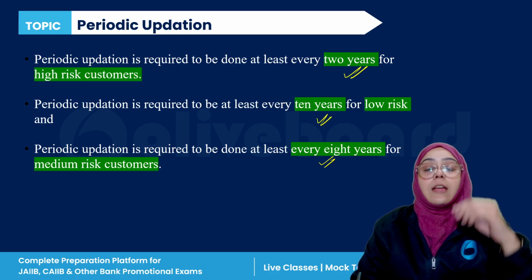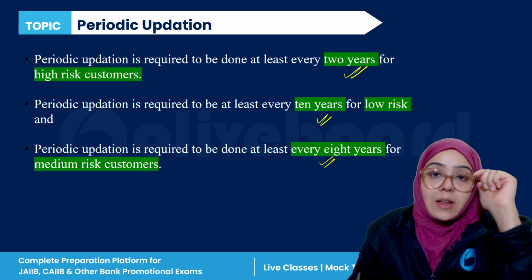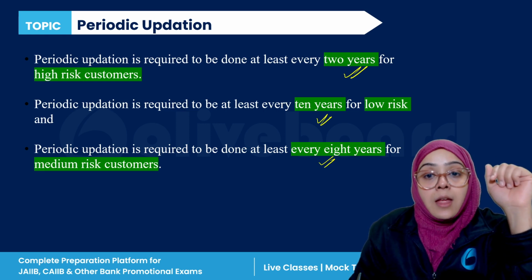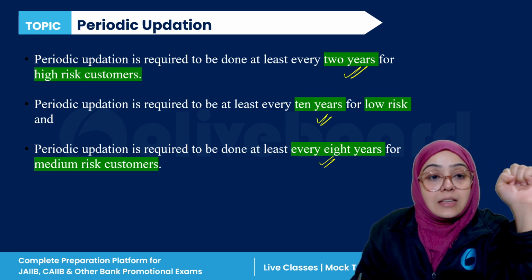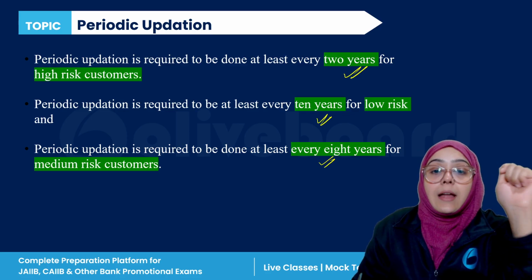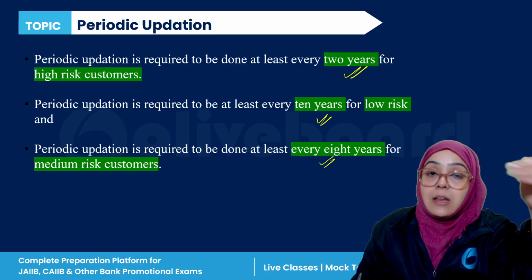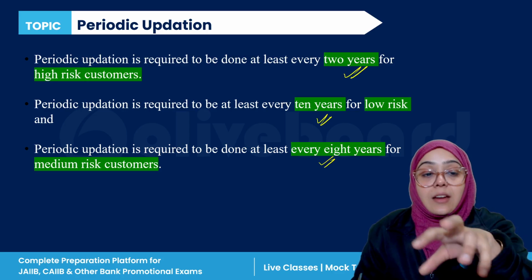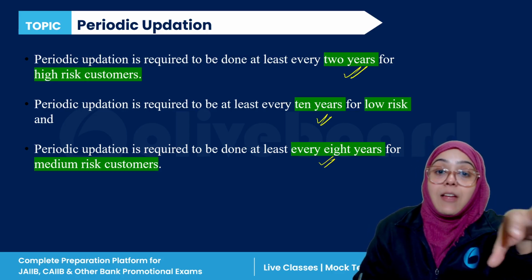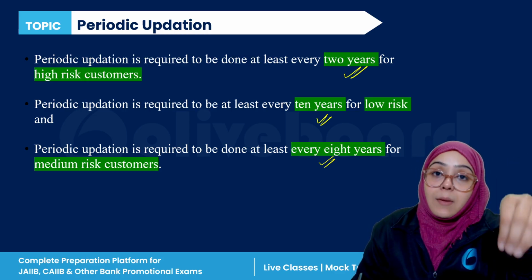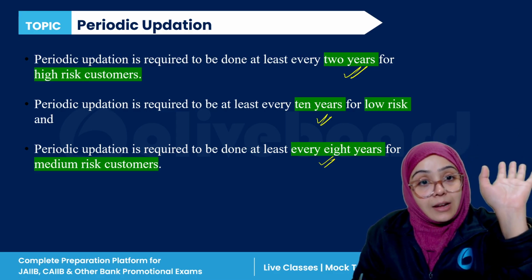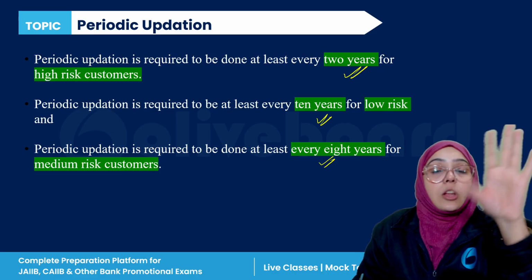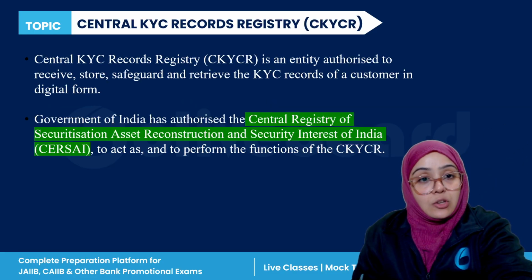So if you are a high risk customer, your periodic updation is done every 2 years. If you are a medium risk customer, your periodic updation is done every 8 years. Whereas if you are a low risk customer, your periodic updation is done every 10 years. Clear? This is very important. Periodic updation can be asked in your examination.